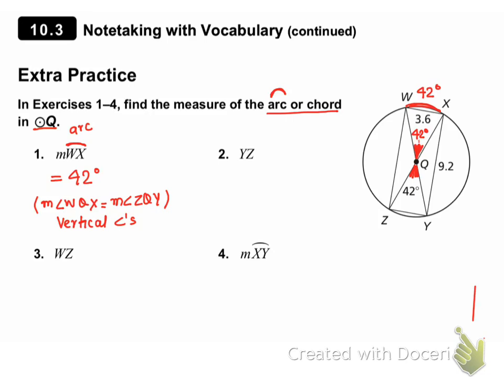The next question is we have to find YZ. You see the arc symbol is not drawn, so it means they're talking about chord YZ. Where is YZ? YZ is this one. They want you to find this one.